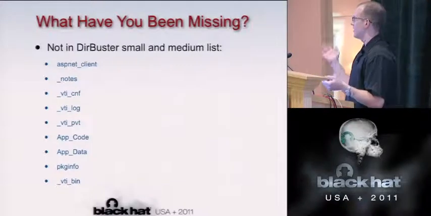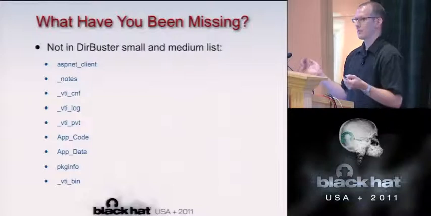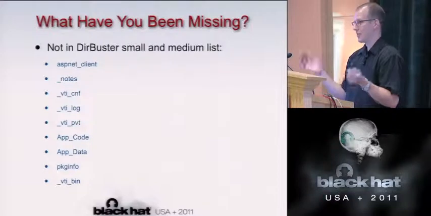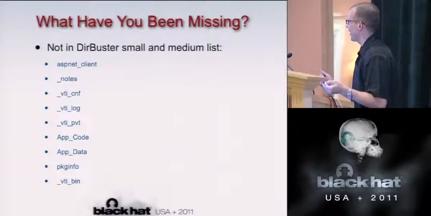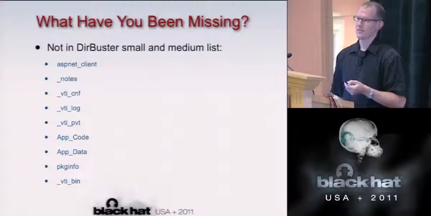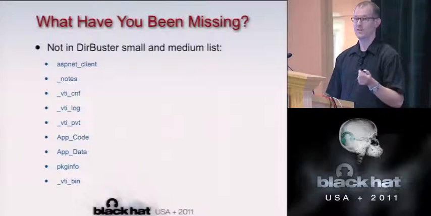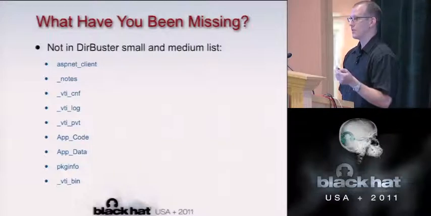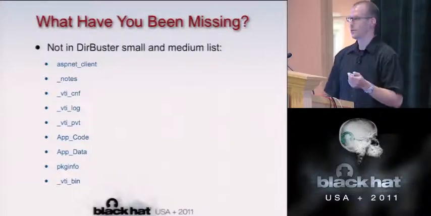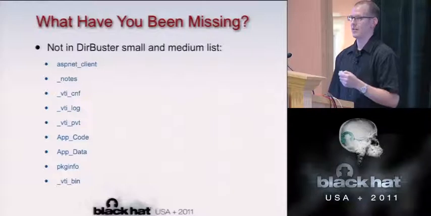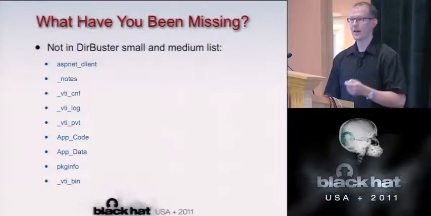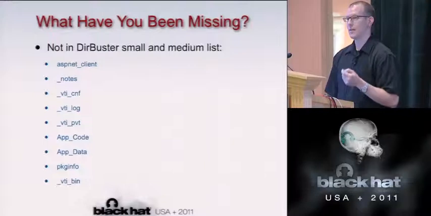Has anybody ever seen the ASP.NET client directory on a web application? Anybody? Or how about those VTI directories? Those are on web applications that get deployed, and those contain very interesting information. So if you're kind of depending on DirBuster lists to find those, you're kind of fooling yourself into thinking, yeah, I did a good job of scanning that website.